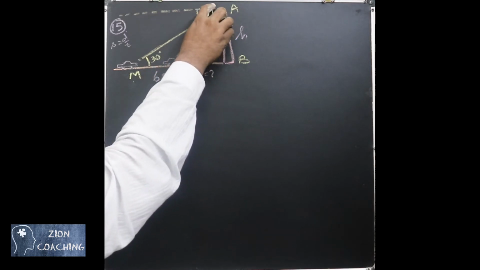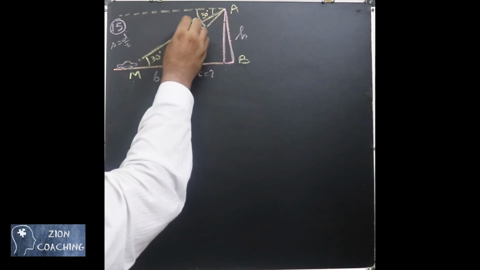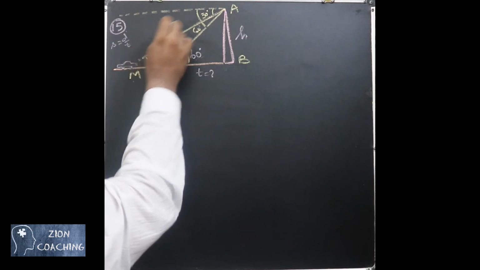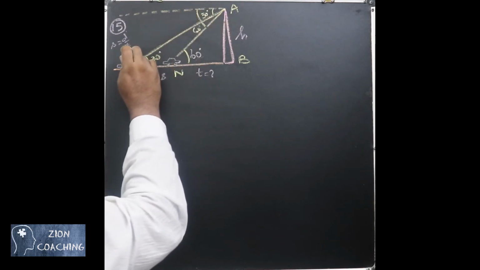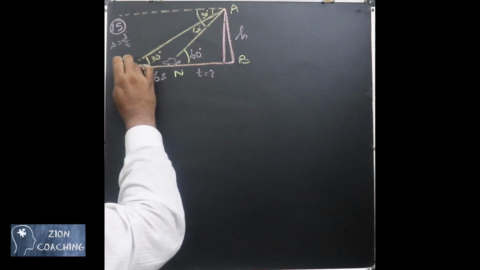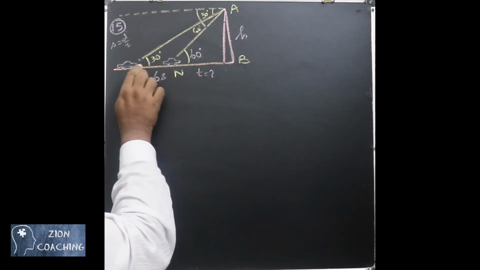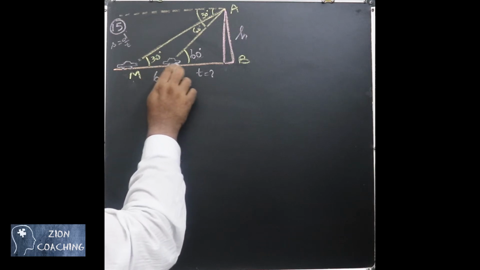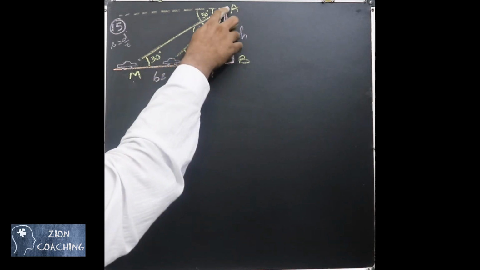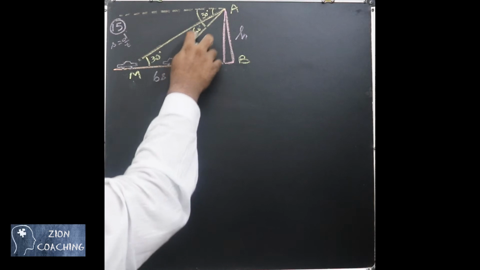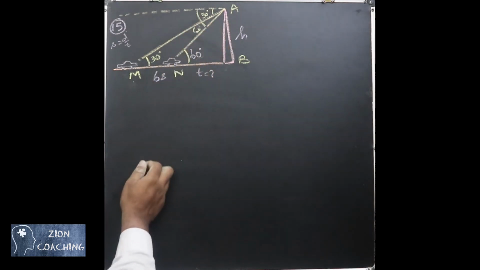Initially, when he views the car, he is able to view the car at an angle of depression of 30 degrees. And after 6 seconds, the car has moved a little more towards the foot of the tower. Now he is able to view the car at an angle of depression of 60 degrees.